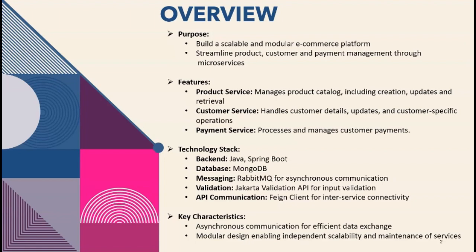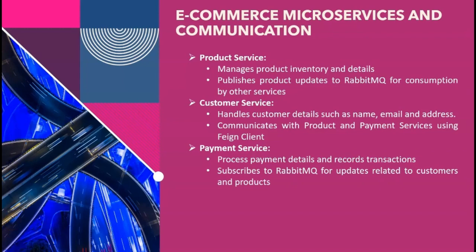The technology stack includes backend, database, messaging, validation, and API communication. The backend uses Java and Spring Boot. The database we use is MongoDB, and for messaging, we used RabbitMQ for asynchronous communication. For validation, we used Jakarta Validation API for input validation, and API communication includes Feign Client for inter-service connectivity. The key characteristics include asynchronous communication for efficient data exchange, and modular design enabling independent scalability and maintenance of services.